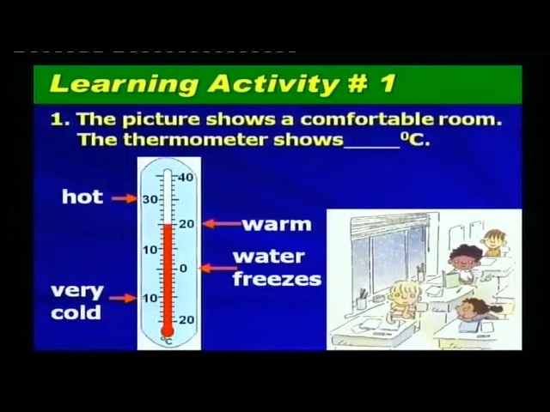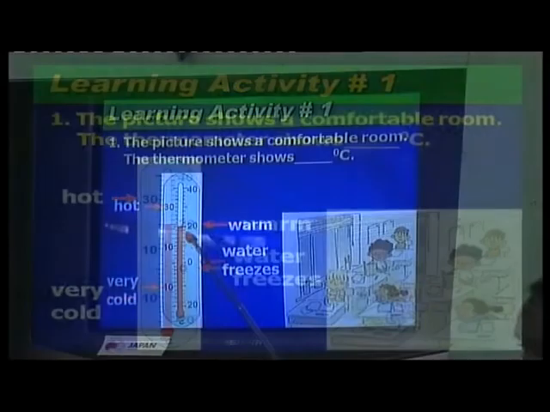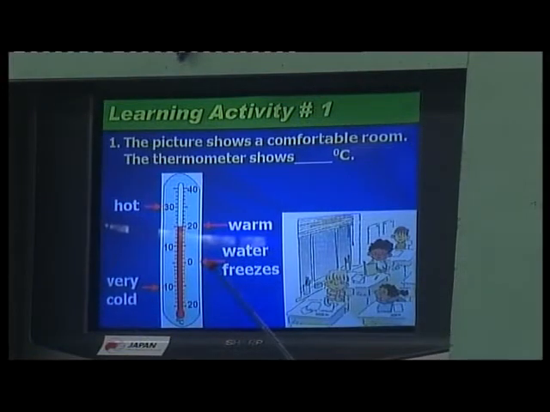Okay, class, let's now have a look at this diagram that is now on the screen, and also a thermometer. This picture shows a comfortable room. The thermometer shows blank degrees Celsius. We have 30 degrees up here as it is hot, and we have warm at this temperature. Water freezes at 0 degrees. When it is very cold, we are going down to -10.